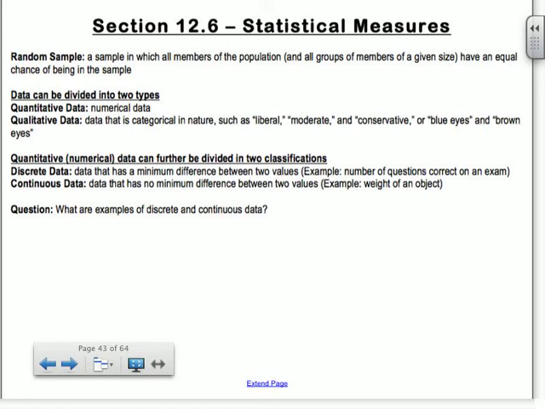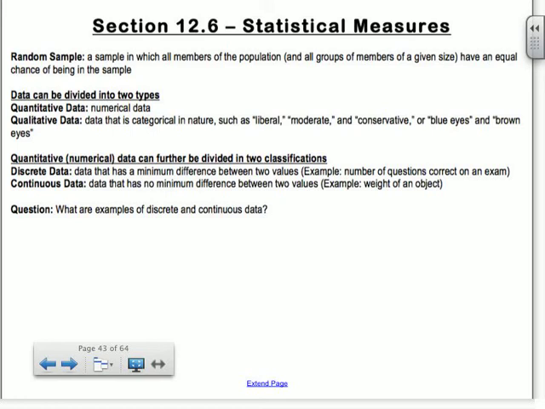Data can be divided into two types. You can have quantitative data. So quantity, what does that mean? It's a number, it's like an amount. So it's numerical data, so think numbers. And you can have qualitative data. So this is data that is categorical in nature, such as liberal, moderate, conservative, blue eyes, brown eyes. This has nothing to do with numbers, right?